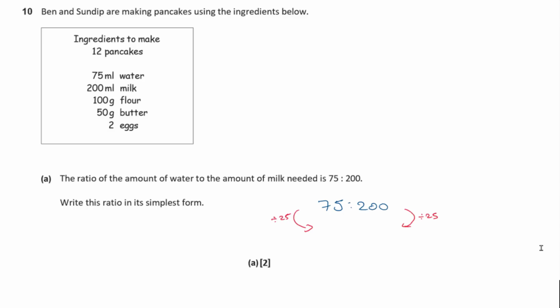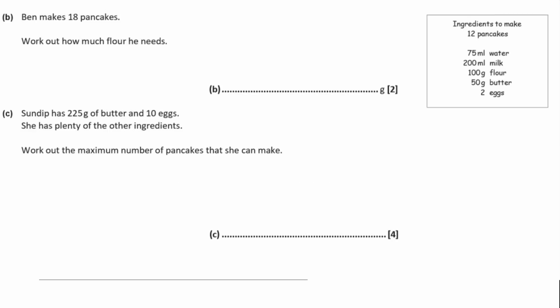So 25s into 75 go 3 times. You've got 4 25s in 100, so you're going to have 8 in 200. So that cancels down to 3 to 8. Okay, so I think that's in its simplest form. 3 is prime, and it doesn't go into 8, so 3 to 8 is our simplest form. Part B says Ben makes 18 pancakes. Work out how much flour he needs.